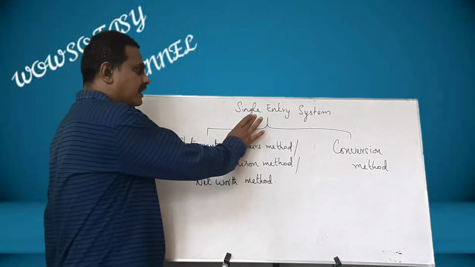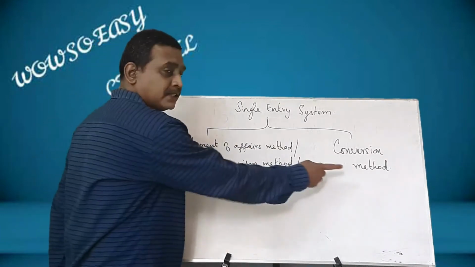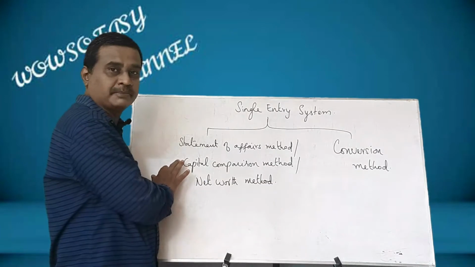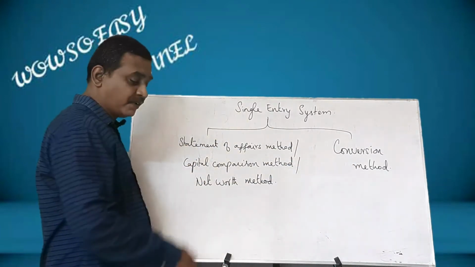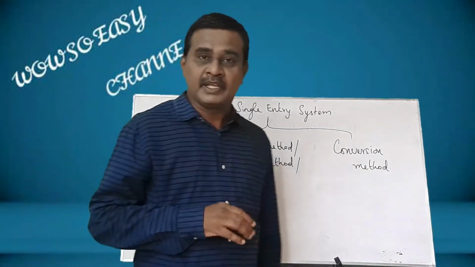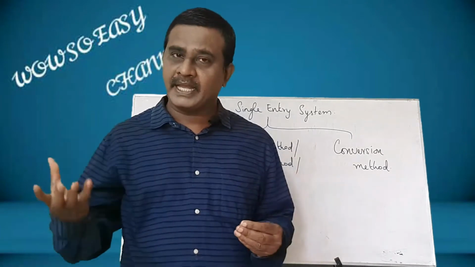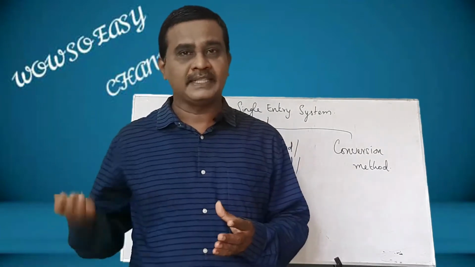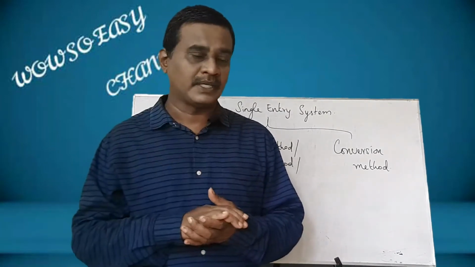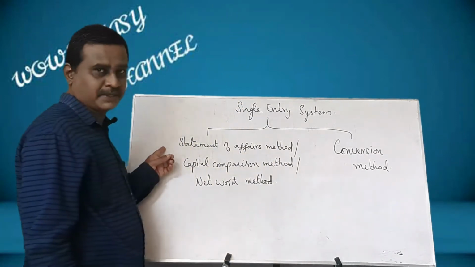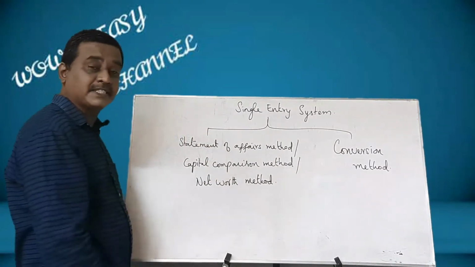See, under single entry system, we can calculate profit in two ways. One is statement of affairs method and another one is conversion method. The statement of affairs method, under this method, we prepare two statement of affairs and find out opening capital and closing capital, and then we calculate profit by preparing capital account. That is statement of affairs method. And it is also called a capital comparison method.